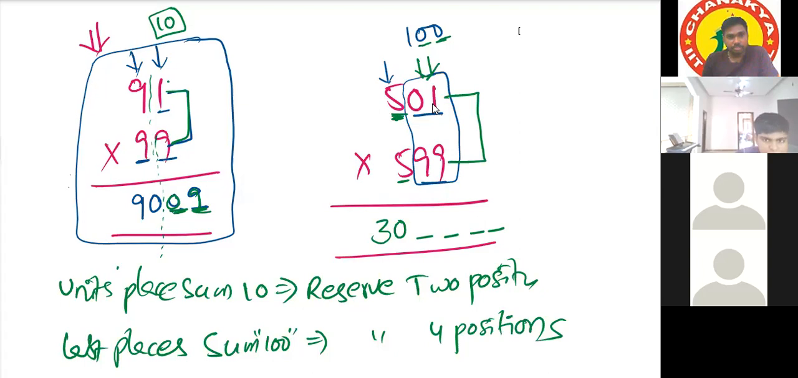99 one time is how much? 99, but we have to write it as a 4 digit number: 0099.